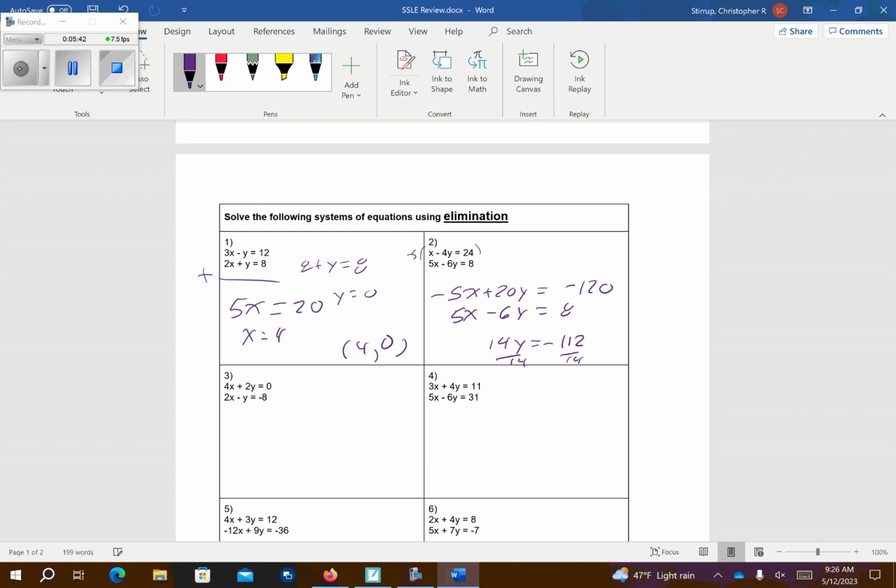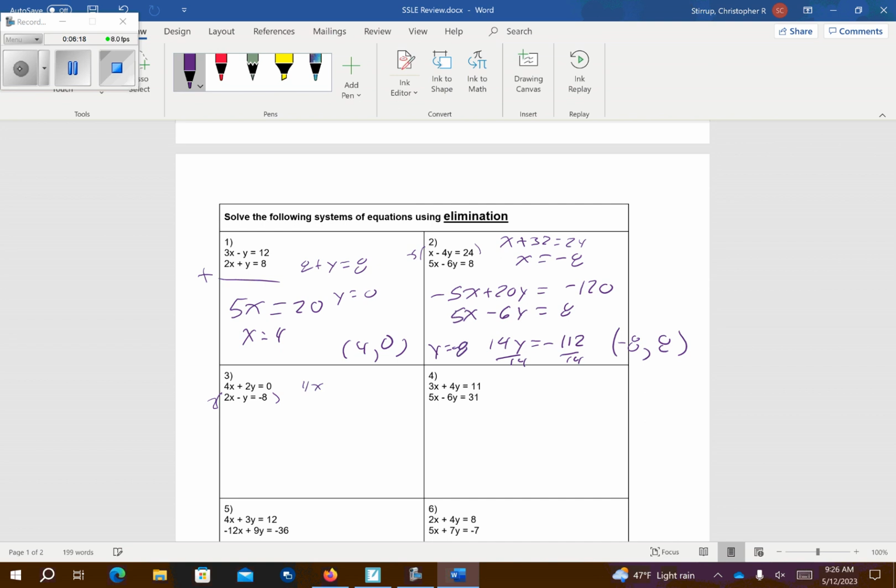-112 divided by 14 comes out to -8. So my y value is -8. We'll take that y equals -8 and we will plug it into y up above. So I'll plug it in the top one. So x minus 4 times -8 is positive 32 equals 24. Subtract 32 from both sides. So I'm going to get -8. So -8 comma -8.